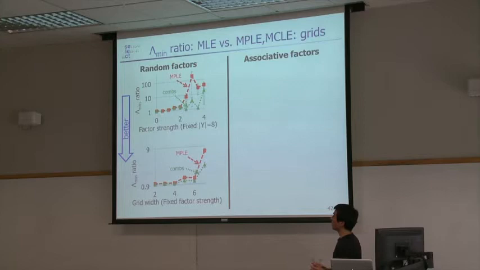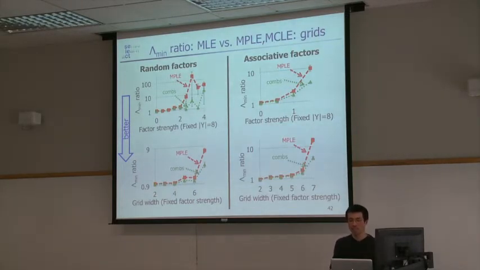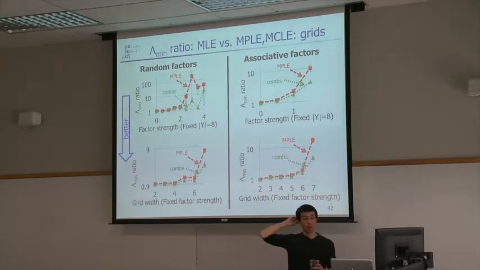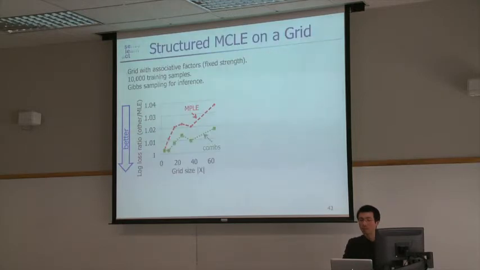Right. So again, both of these estimators get worse as some of these model parameters increase, but combs help ameliorate some of the issues with pseudo-likelihood. And you can see this clearly with associative factors too. So this is, keep in mind, with respect to the bound, where the lambda min ratio is what we're using to predict how many samples we'll need.